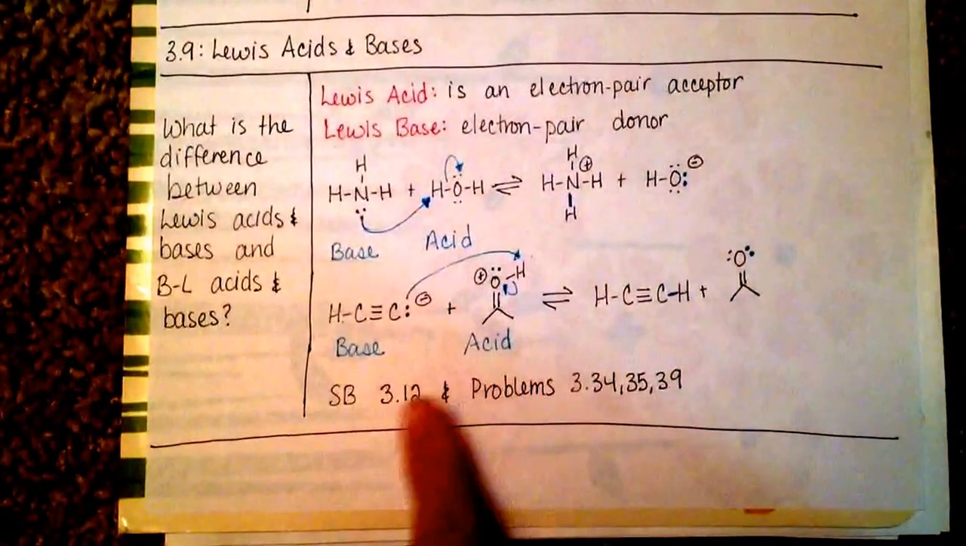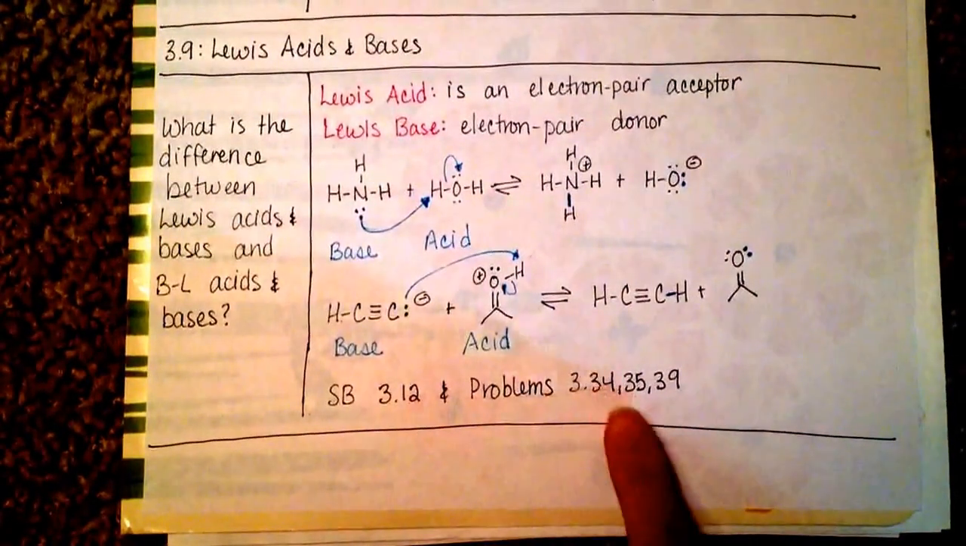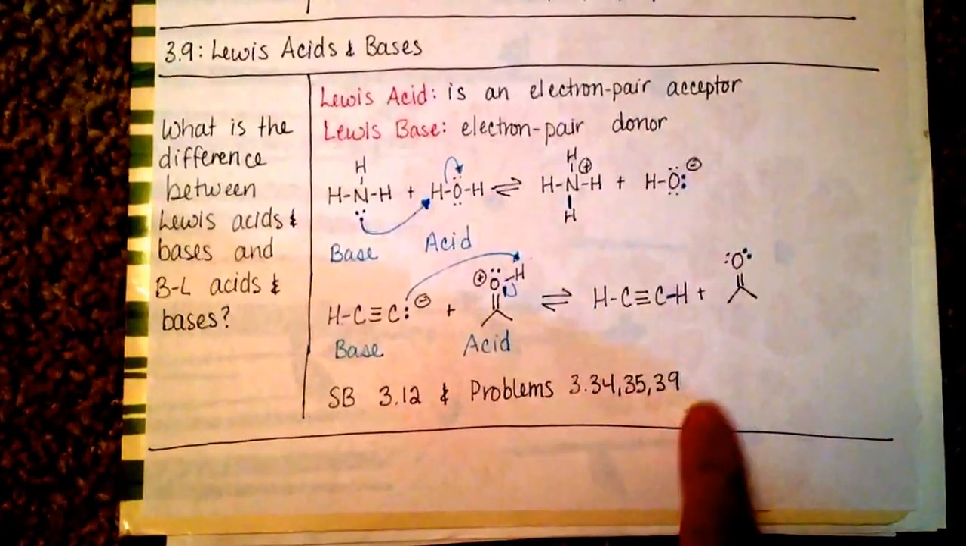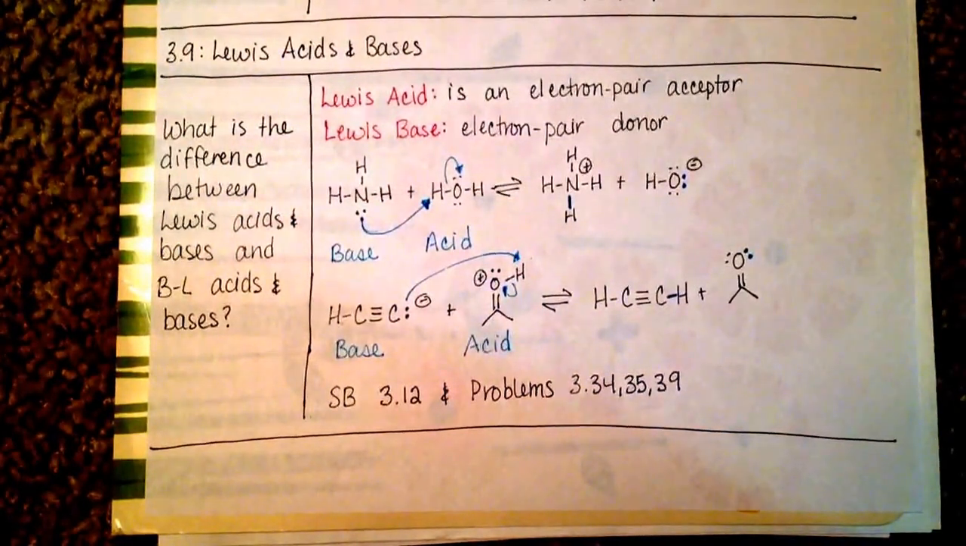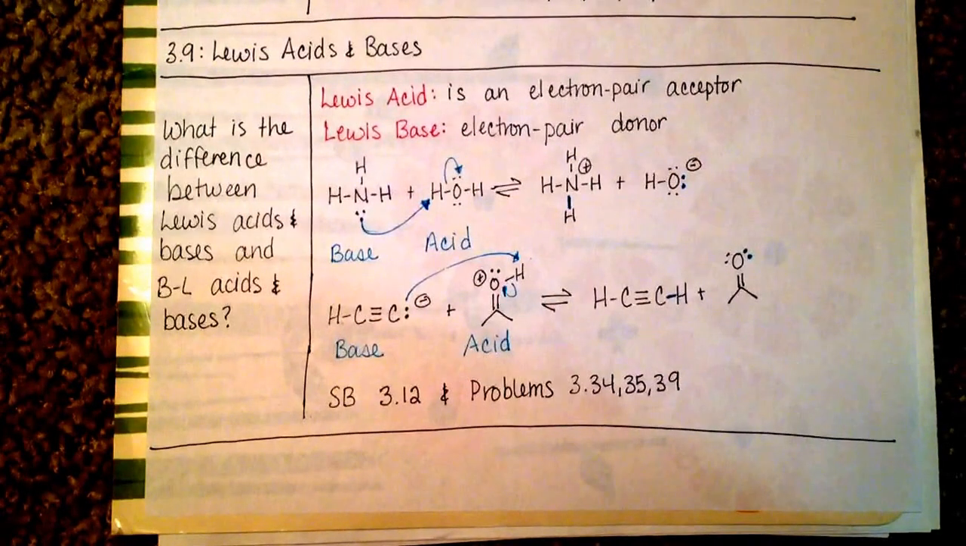You can practice this with Skill Builder 3.12, problems 3.34, 35, 39, and your study question for this material is, what is the difference between Lewis acids and bases and Bronsted-Lowry acids and bases?